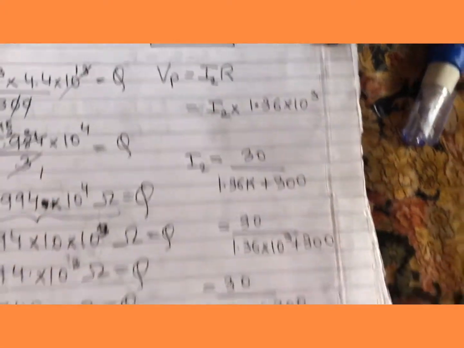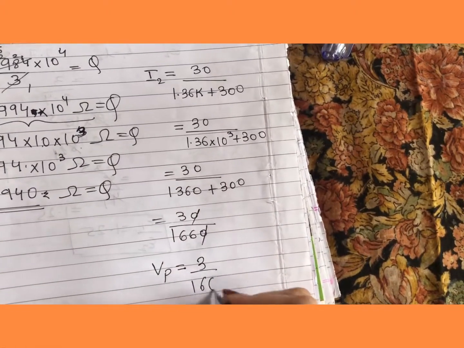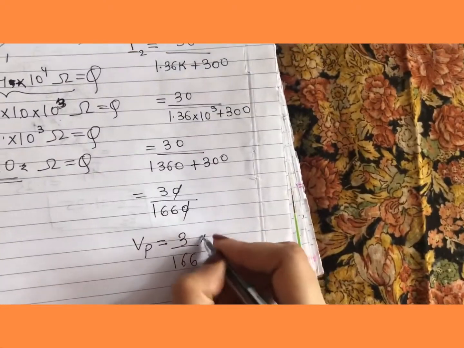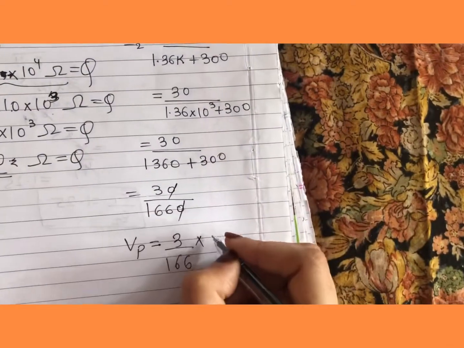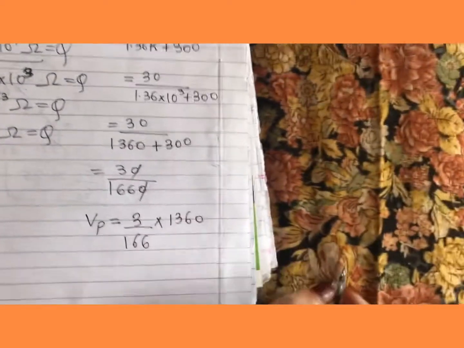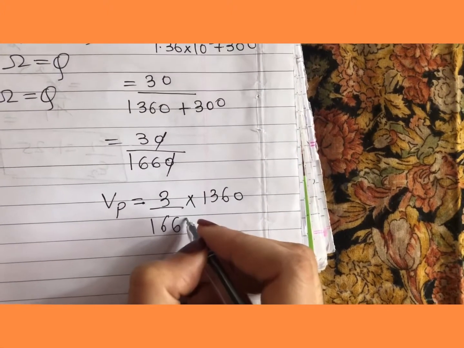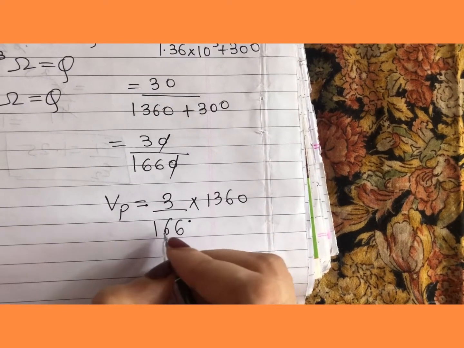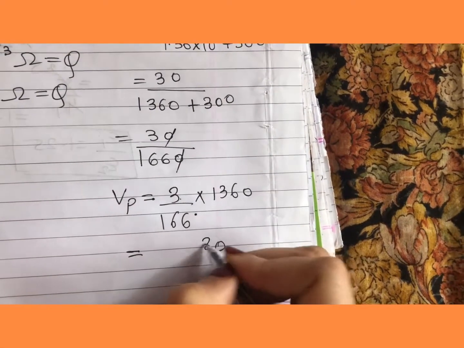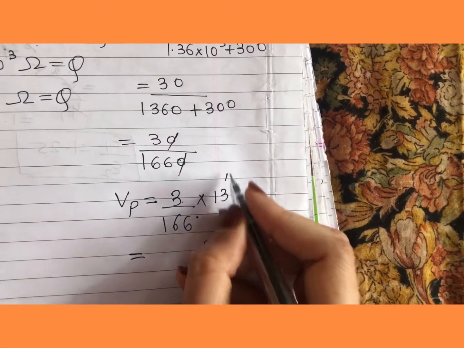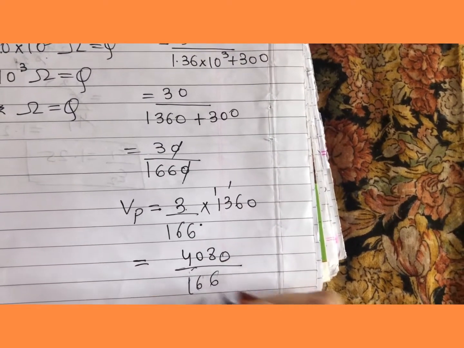We'll take that over here. So potential difference across P is I2 current, that is 3 upon 166, into 1.36 into 10 raised to 3, which is 1360. Now calculate this. 3 zeros are 0, 3 sixes are 18, 3 threes are 9 plus 1 is 10, 3 ones are 3 plus 1 is 4. So 4080 upon 166.